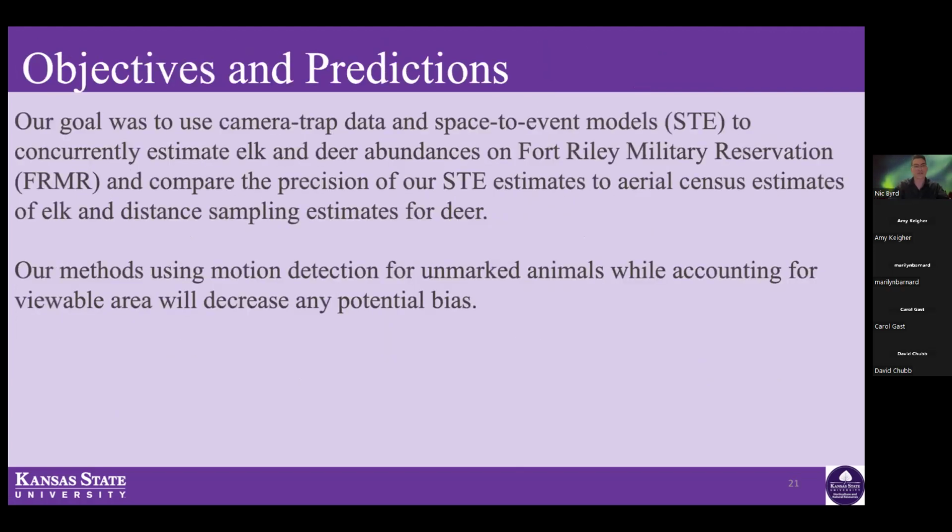So for our objectives and predictions, our goal was to use camera trap data and space to event models to concurrently estimate elk and deer populations on Fort Riley, and then compare the precision of our SDE estimates to aerial census estimates of elk and distance sampling estimates for deer within the installation. And for our predictions, our methods using motion detection for unmarked animals while accounting for viewable area will decrease any potential bias of overestimating an abundance.